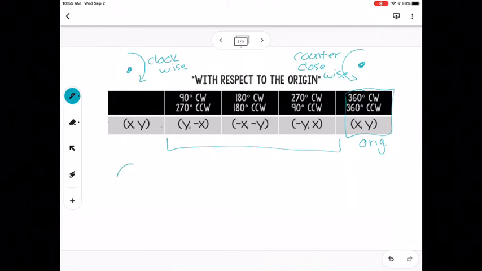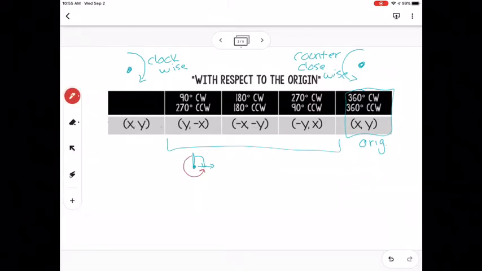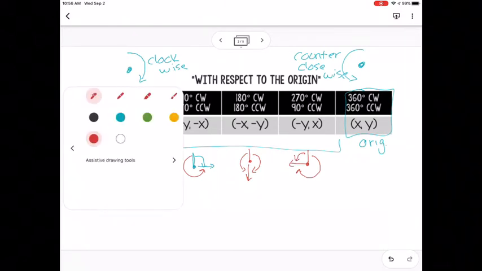So if I start here and go 90 clockwise, I land here. If I go 270 counterclockwise, I also get to that same point. So since they both land you in the same place, they have the same formula. Same thing with 180. If I go 180 degrees clockwise or counterclockwise, I end up in the same place. And again with the other ones. If I go 270 clockwise or 90 counterclockwise, we land in the same place. So that's why they share formulas.